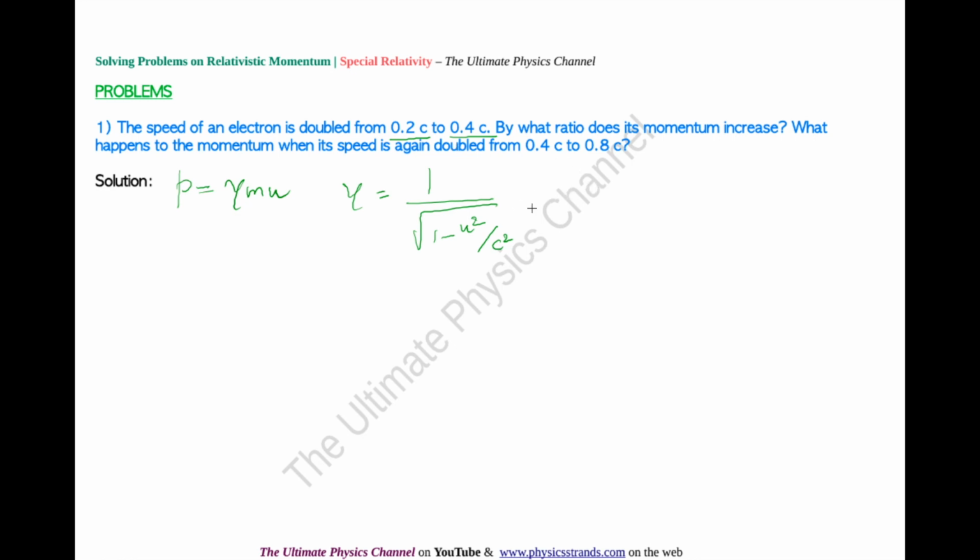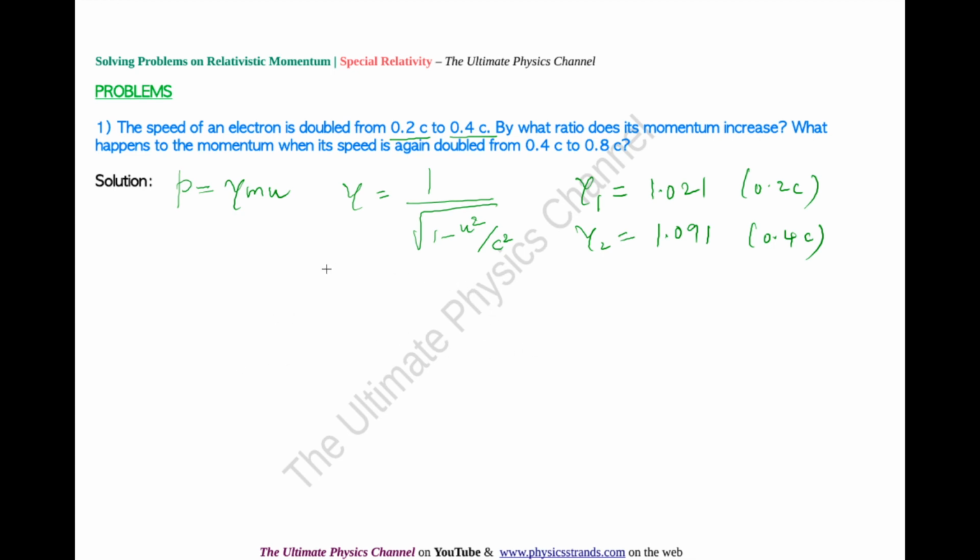Gamma, if you calculate using this formula by substituting this as u here, you will get, let's say, gamma 1, that we are getting as 1.021. And when it is 0.4c, if you substitute 0.4c for u in this expression, you get gamma 2, and that is 1.091. So this is for u equal to 0.2c and this is for u equal to 0.4c.